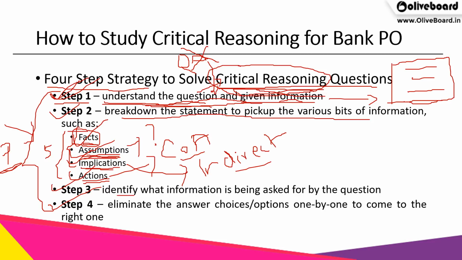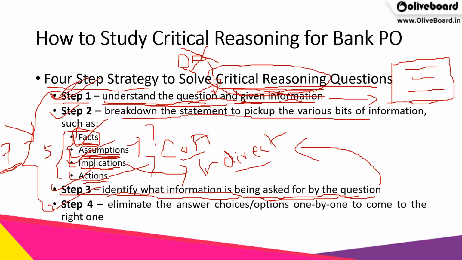Third, identify what information is being asked by the question, and this time you should refer to those four. Okay, all those four, the facts, assumptions, implications, actions, सारे चीजों को आपको रेफर करके देखना है कि इन चारों कैटेगरीज में से कौन सा इंफॉर्मेशन हमें सवाल में देना है. What information do we need to answer the question? What information is being asked by the question? Question आपसे क्या मांग रहा है, कौन सी जानकारी मांग रहा है, which information is being asked for by the question. Okay, so that is exactly what you have to look for.